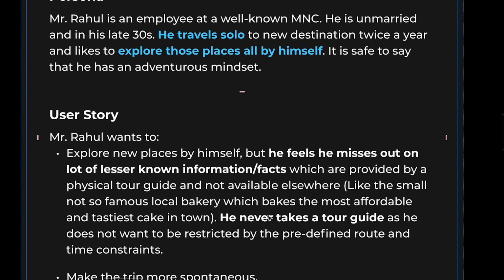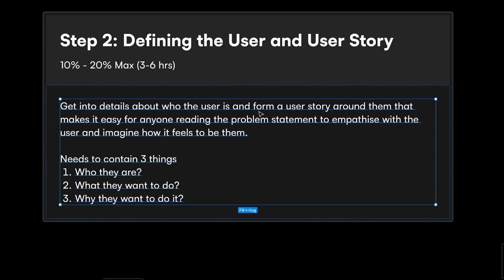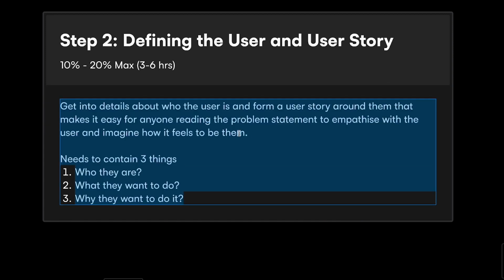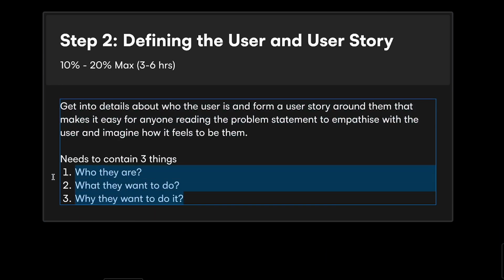Now, before I go on to reading this, let's understand what a user story actually is. Now, here is where we understand what a user story is. You get into the details about who the user is and form a user story around them that makes it easy for anyone reading the problem statement to empathize with the user and imagine how it feels for them. Okay. Now, if this sounds too bookish, that's totally fine. There are only 3 things that you need to consider when creating a user story. Who they are, what do they want to do, okay? And I want to make this a lot more clear.